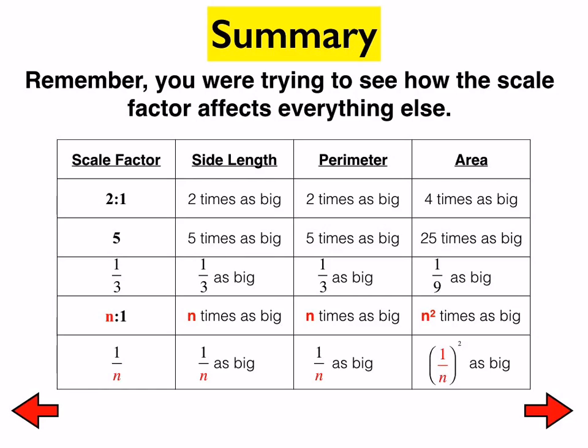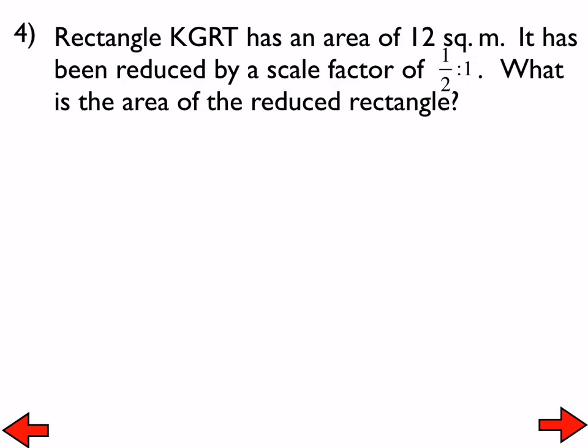So now we're going to do some problems where we're not filling in a table. I'm going to give you one piece of information, and you've got to find something else. Okay? So let's take a look at number 4. Number 4 states that rectangle KGRT has an area of 12 square meters. It has been reduced by a scale factor of 1/2 to 1. What is the area of the reduced rectangle? Find it, please.